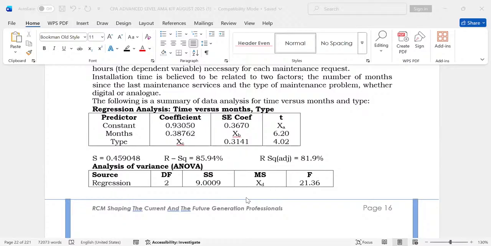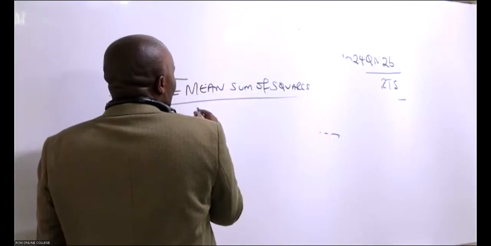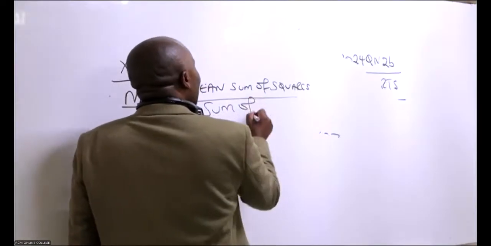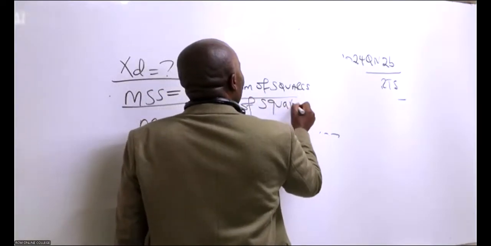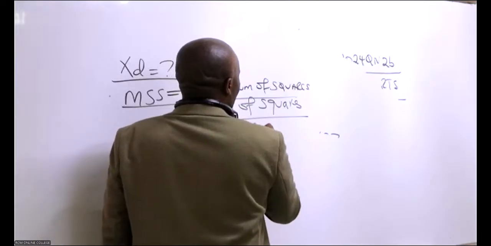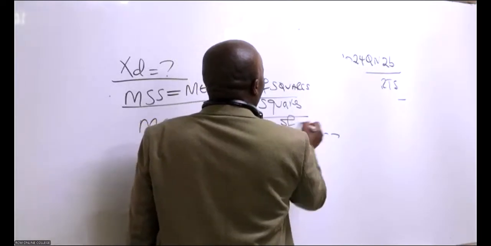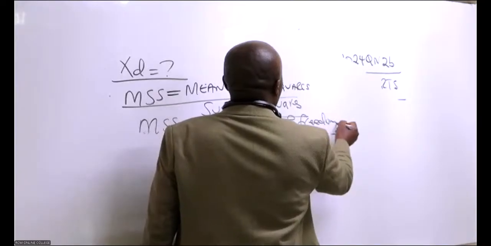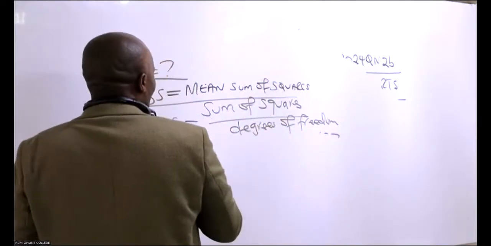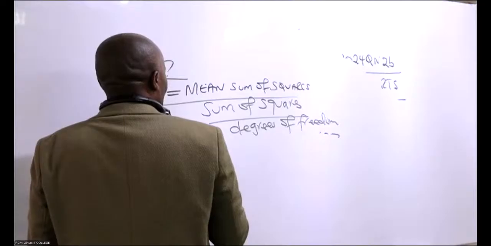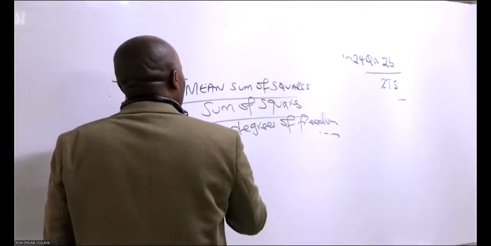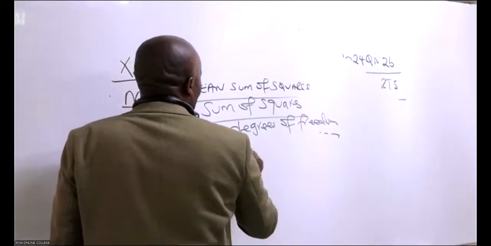Is there anybody who is able to remember the formula of MSS? Yeah, it is SS over degrees of freedom, you're right. To give the mean sum of squares, we shall always take the sum of squares divided by degrees of freedom. So in short, what you have heard students telling me, that MSS is SS over DF, like that. Great.